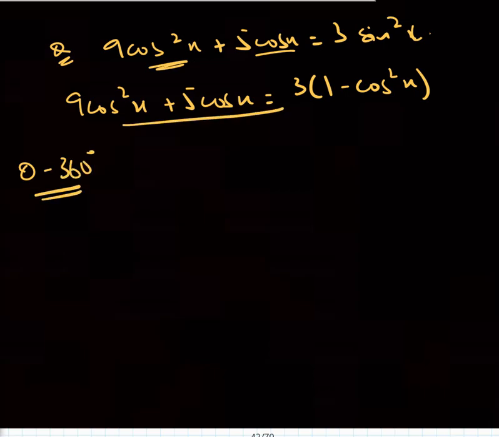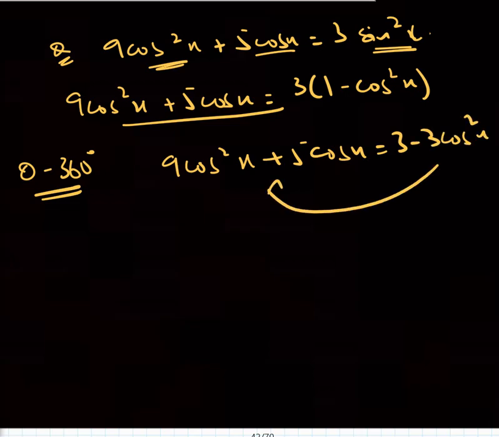So first of all, we will be converting this to an identity. It becomes 9 cos square x plus 5 cos x plus 3 into sin square x, which is 1 minus cos square x. So 5 cos x is equal to 3 minus 3 cos square x. This one is taken over here. It becomes 12 cos square x plus 5 cos x minus 3 is equal to 0.